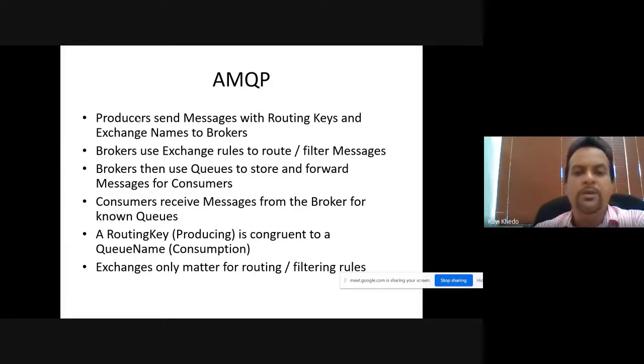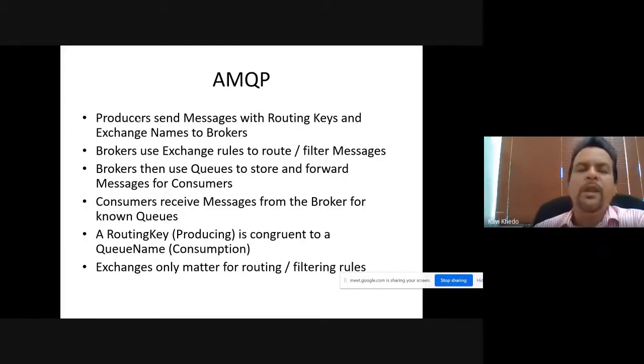Brokers then use queues. This is where the idea of store and forward comes in, where the queues implement store and forward. So we use queues to store and forward messages to consumers. Actually, queues are built for specific consumers. You have a queue for a particular consumer, and I'll show you the diagram, it will become clearer. So consumers receive messages from the broker from known queues.